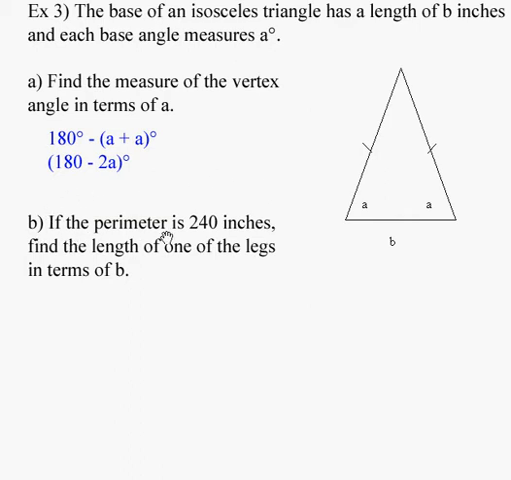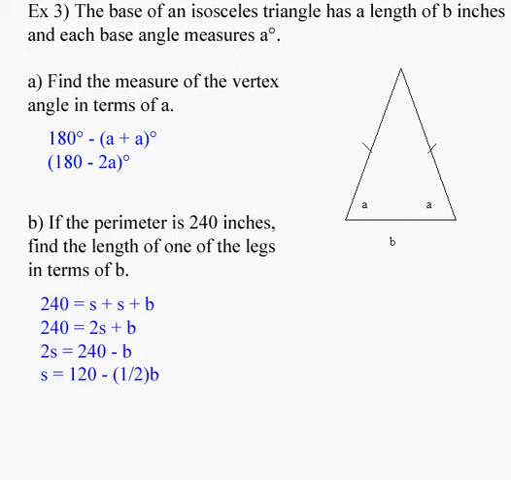All right, let's look at example 3b. We've got a perimeter of 240 inches. Find the length of one of the legs in terms of b. So if we add all three sides together of this triangle, that's what perimeter means. Literally, peri is around and meter is to measure. So we're going to measure the distance all the way around. And for that, we know that 240 is the length of all three sides.